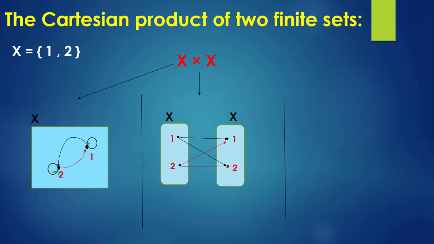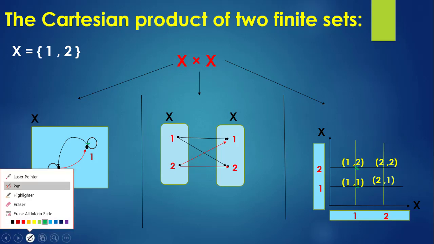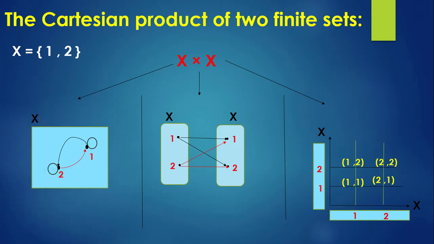What about the Cartesian method? Yes, also we can draw it. Here we have X and X, 1 and 2, 1 and 2. This is the first projection, always the first projection on the X-axis, the second projection on the Y-axis. So we have the first point (1, 1), (1, 2), also (2, 1), (2, 2). So we can do it by the 3 methods. We can draw only the set one time, or we can draw it 2 times and make arrows, or we can use the Cartesian diagram.